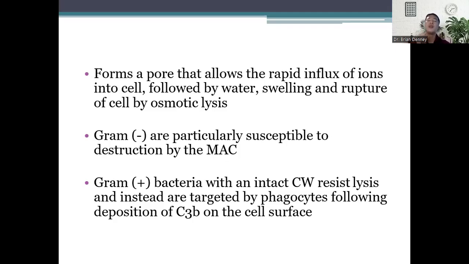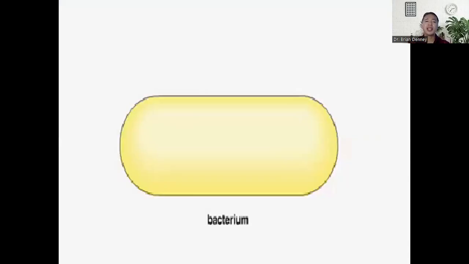And so it would be easier for your MAC complex to insert into the lipid bilayer compared to the gram-positive bacteria, whose cell surface is comprised of an intact cell wall. So it is much more difficult for the MAC complex to penetrate. That's why gram-positive bacteria are more targeted by deposition of your opsonins. So what complement protein is considered an opsonin? C3b. Correct. Very good.